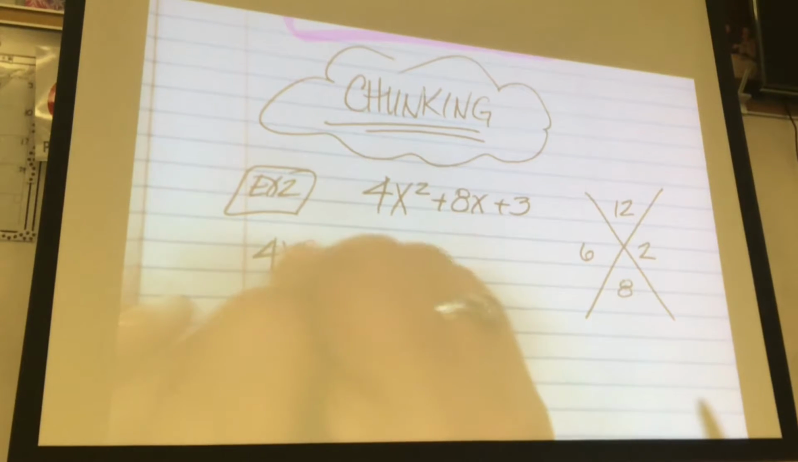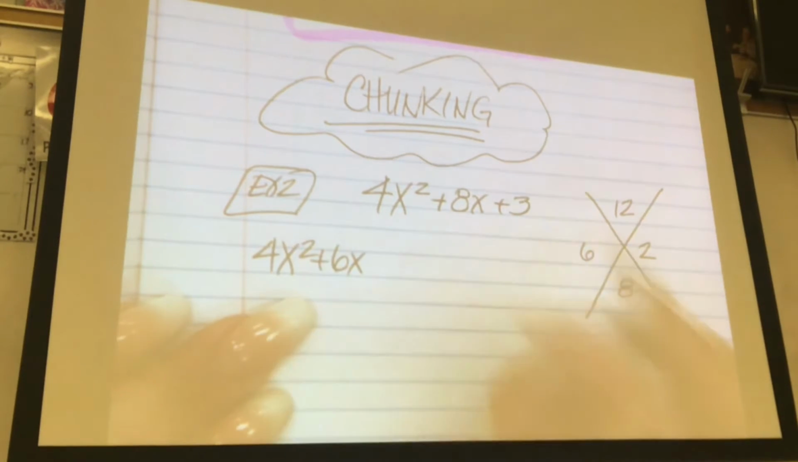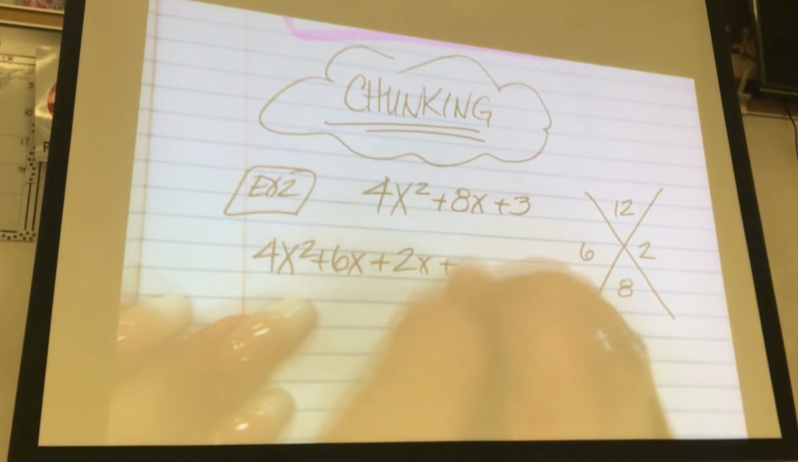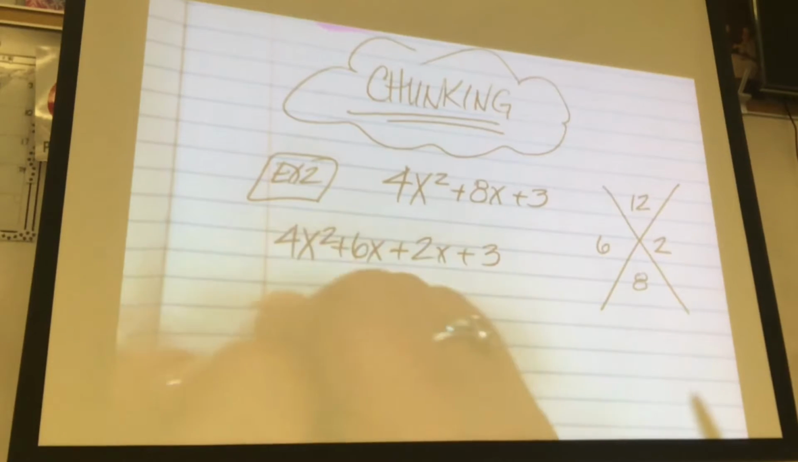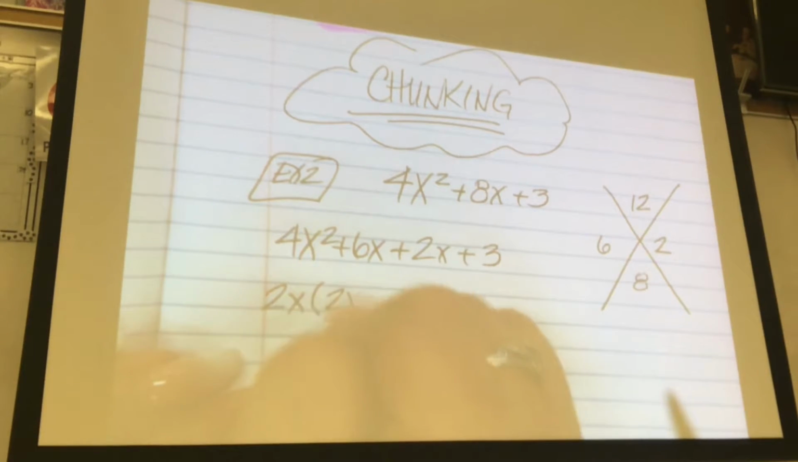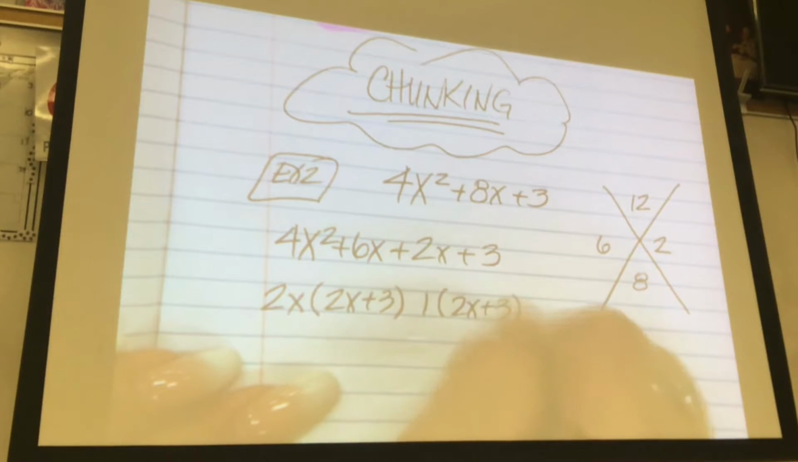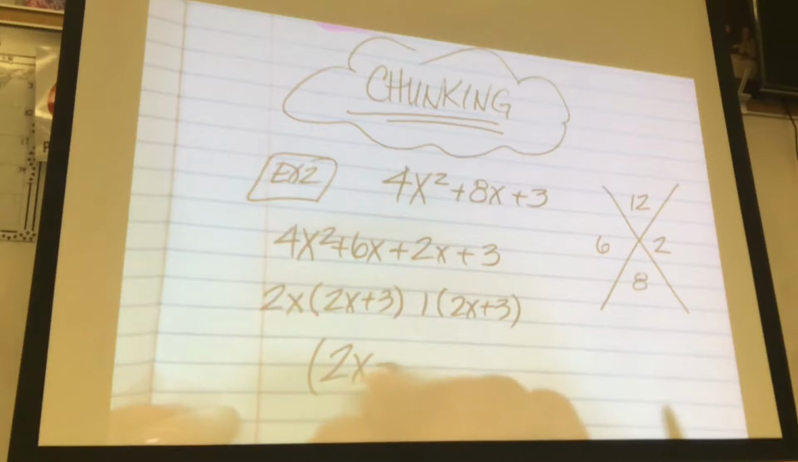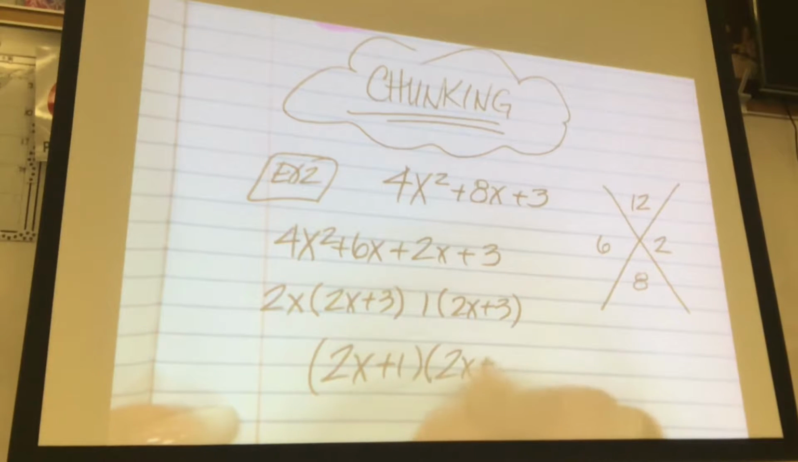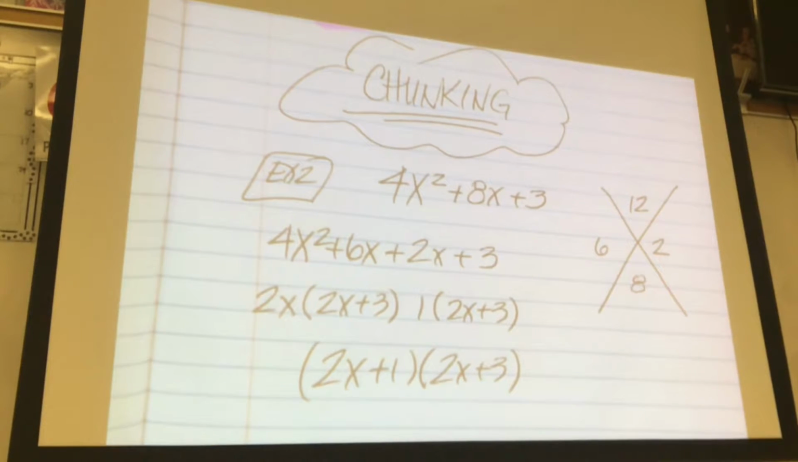So that's 4x squared plus 6x plus 2x plus 3. Here I can take out a 2x, and I'm left with 2x plus 3. Here I can take out a 1. I'm left with 2x plus 3. So I know my final answer is going to be 2x plus 1 and 2x plus 3.